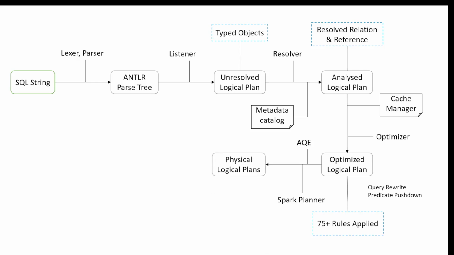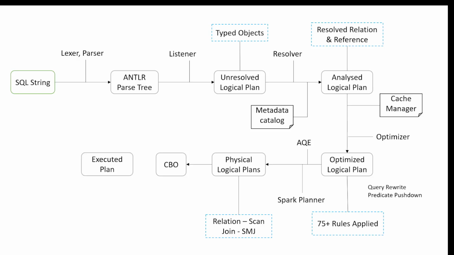First AQE comes in, then the Spark Planner comes in, and then it creates a physical plan. There are many physical plans, because it goes through a CBO process. CBO is nothing but the cost-based optimizer. So out of those physical plans that get created, based on the cost-based optimizer, it decides which plan will be the most suitable one, and that plan gets executed.